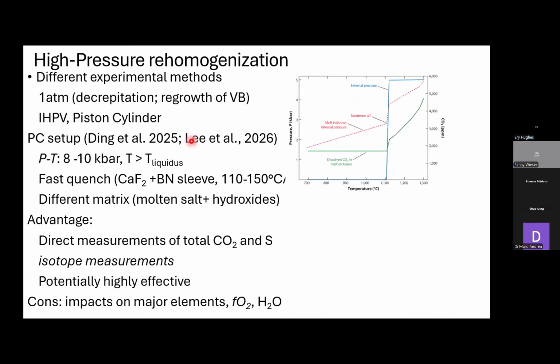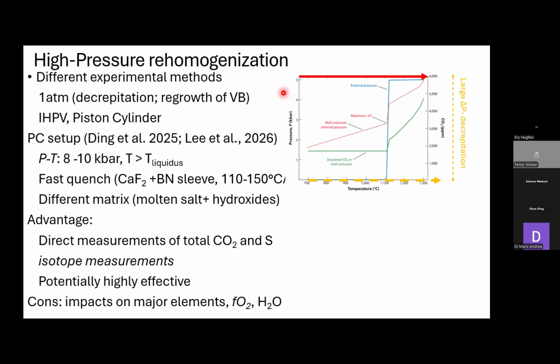to redissolve the vapor bubble back into the melt. Basically, it would be like a reverse process of this diagram. So these experiments have been done at 1 atmosphere, but very often it will lead to melt inclusion decrepitation, because it will create this huge pressurization for the melt inclusion compared to the host mineral. It has also been done at higher pressure, using either an internally heated pressure vessel or piston cylinder.